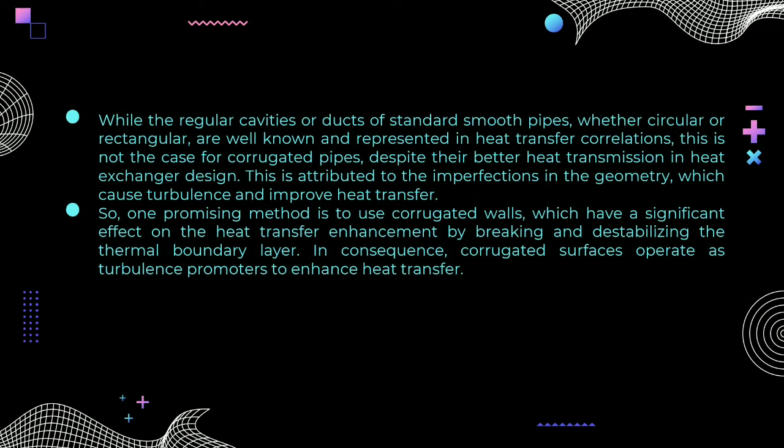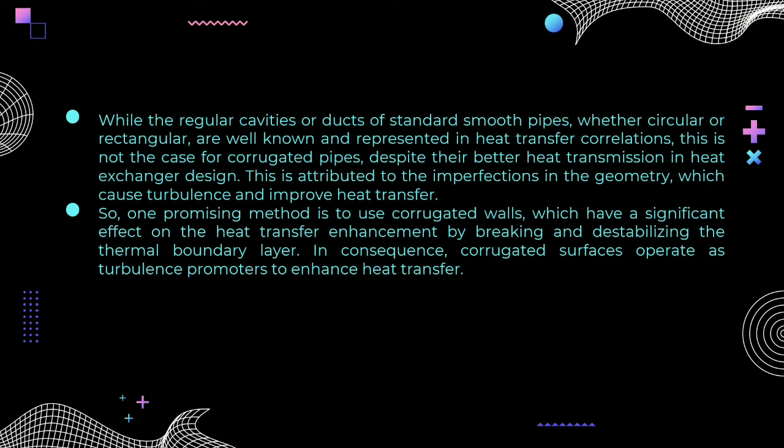While the regular cavity or ducts of standard smooth pipes, whether circular or rectangular, are well known and represented in heat transfer correlation, this is not the case for corrugated pipe. Despite their better heat transmission in heat exchanger design, this is attributed to the imperfections in the geometry which cause turbulence and improve their heat transfer.